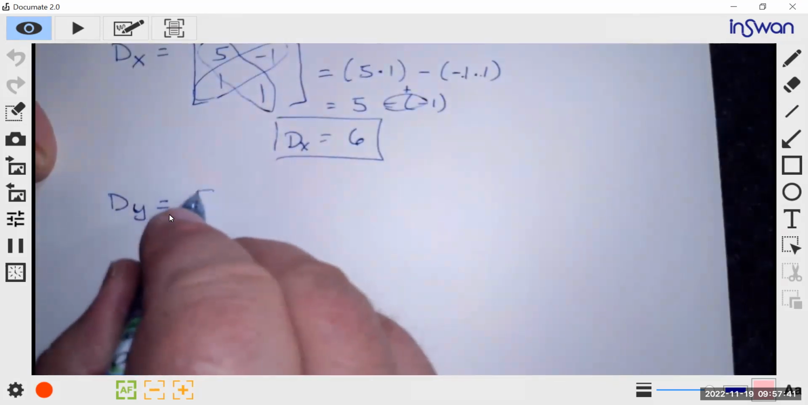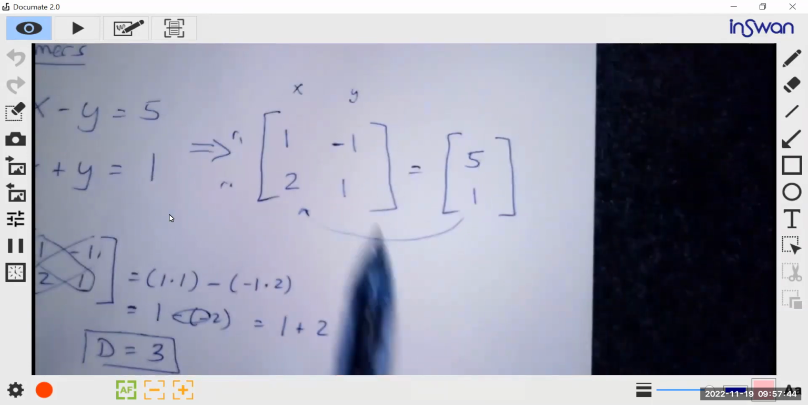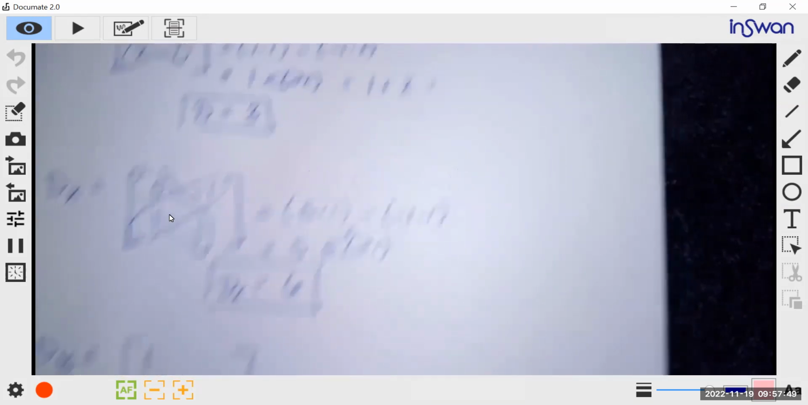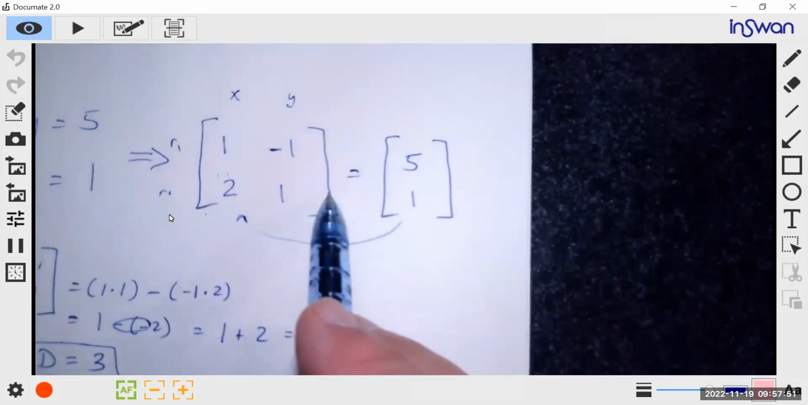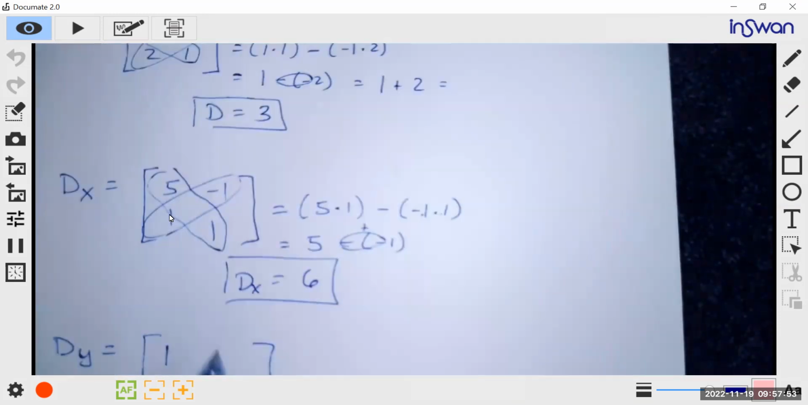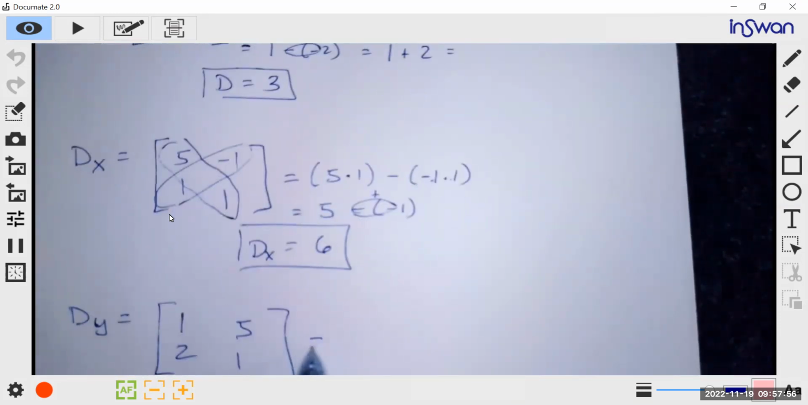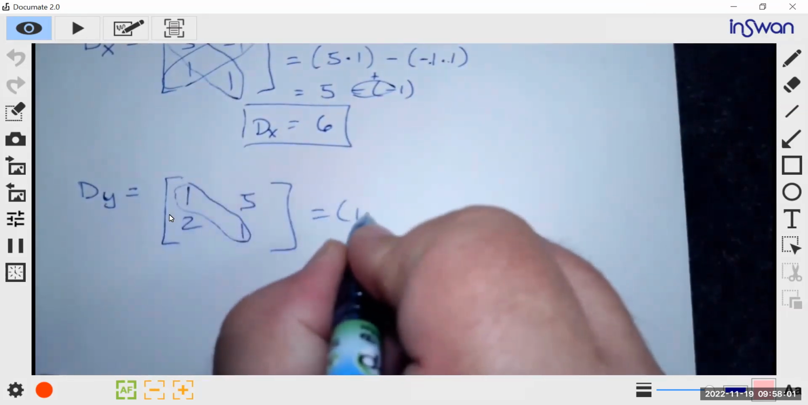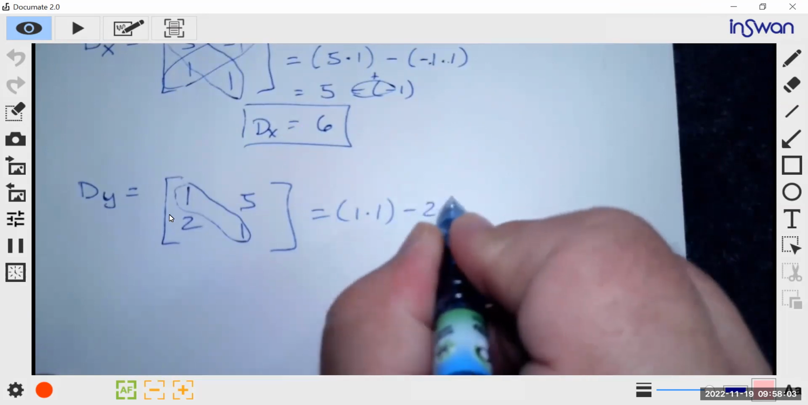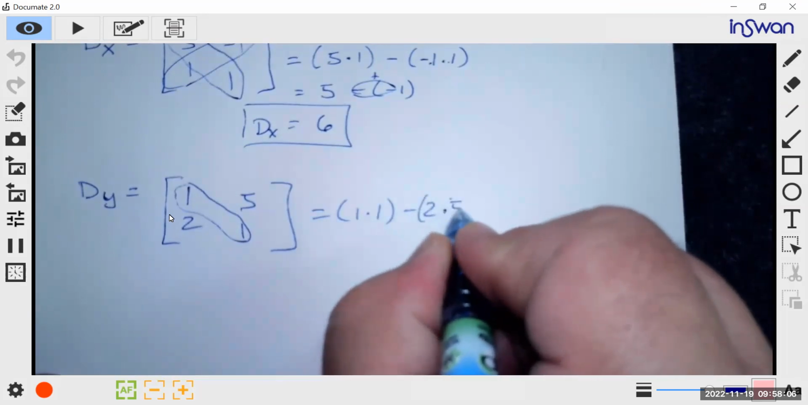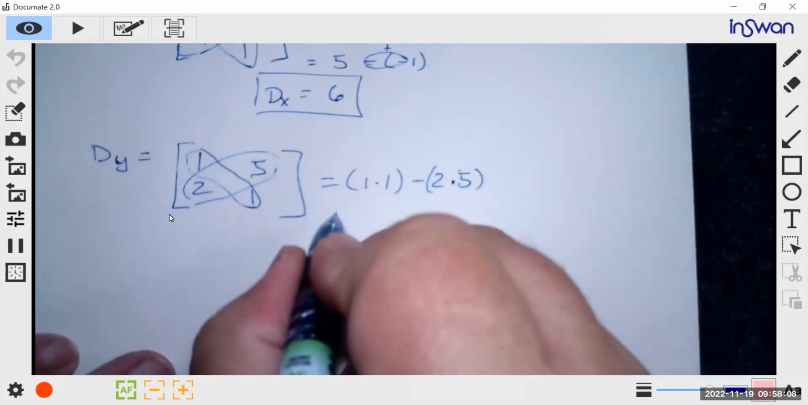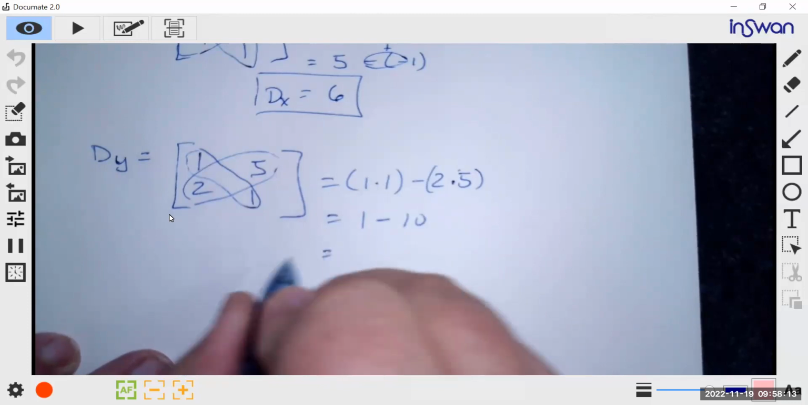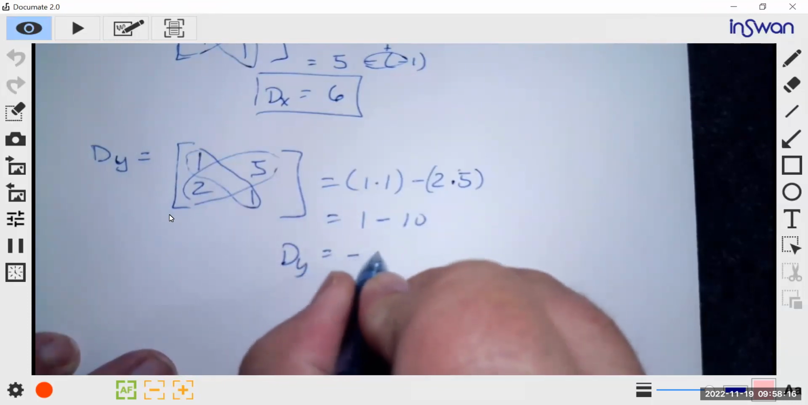To find dy, go back to the original equation, leave the x alone, that's 1 and 2. Now I put the answer in the y column. So it's 5, 1. One times 1 minus 2 times 5. 1 times 1 is 1, 2 times 5 is 10. So dy is negative 9.